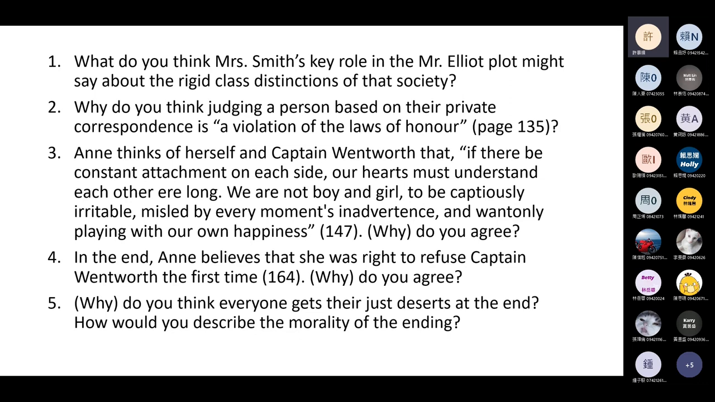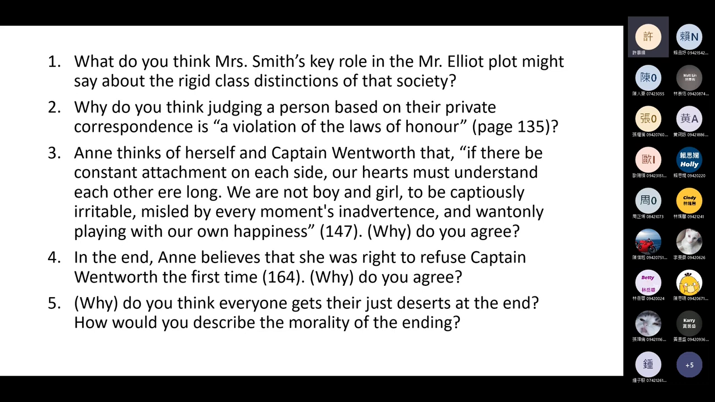So what could this tell us about the class distinctions of that society? What kind of comment or criticism could this be against class distinction? Well, remember last week we talked about Nurse Rook, a common person, but because she takes care of so many people, she has the latest gossip. And in many ways, she knows more about human life than many educated and upper class people. So already the novel does not trust class distinction very much.